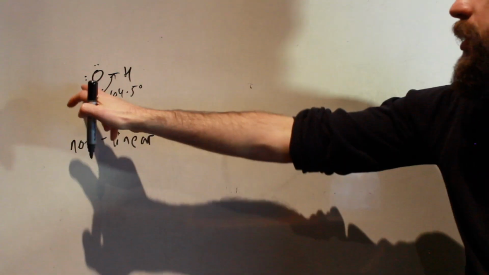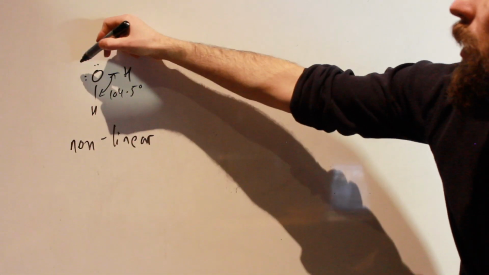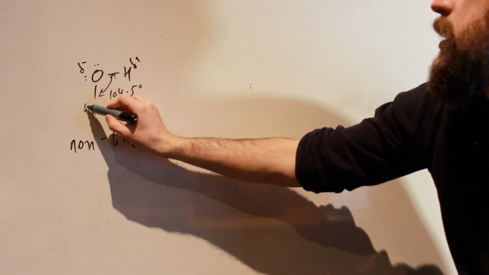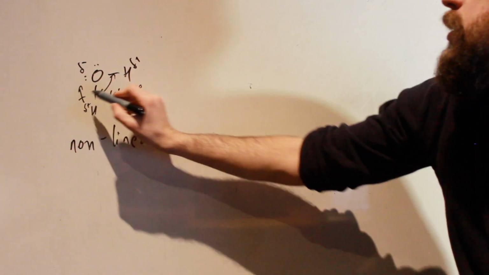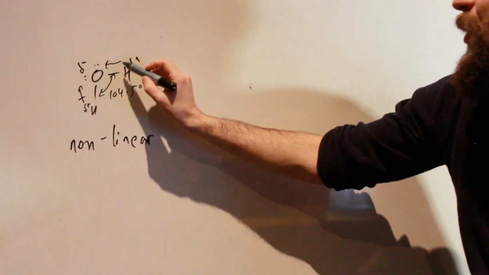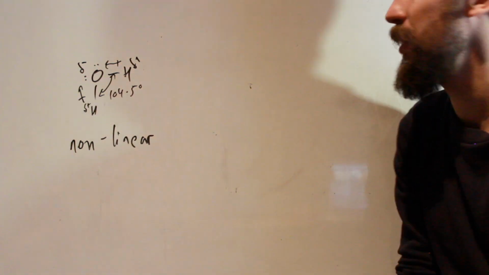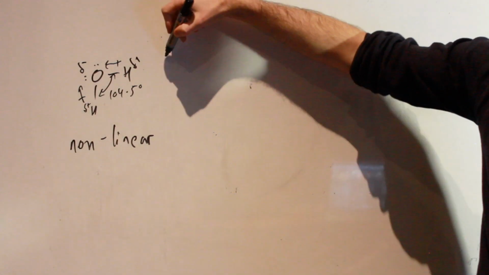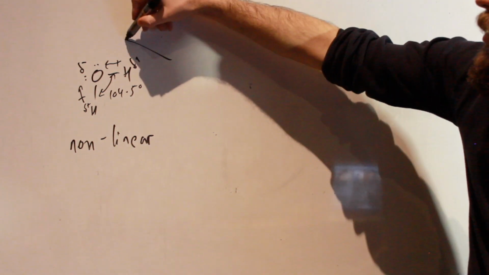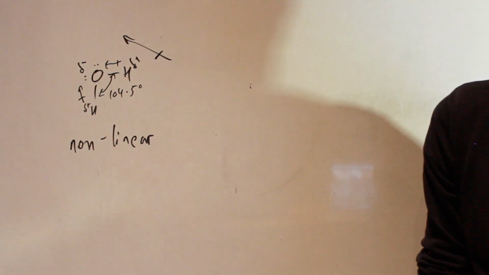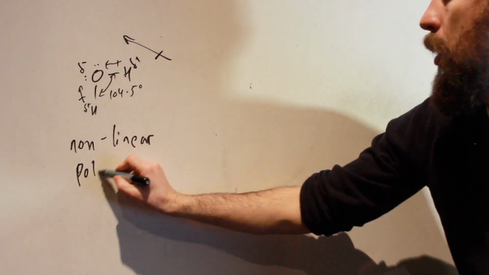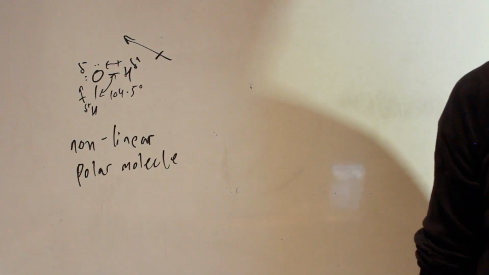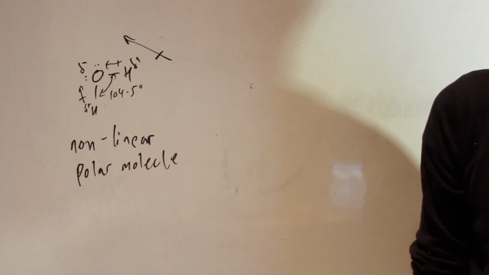Any dipoles? Oxygen is more electronegative than hydrogen because it is closer to fluorine than it is hydrogen on the periodic table, so it'll be delta negative. The overall polarity, we're going to have an overall polarity in that sort of direction. So that means we are going to have a nonlinear polar molecule. Did I answer everything? Bond angle, shape, dipoles, and overall polarity.